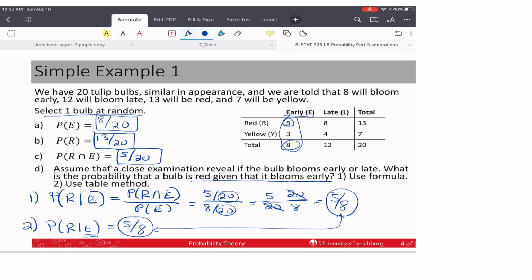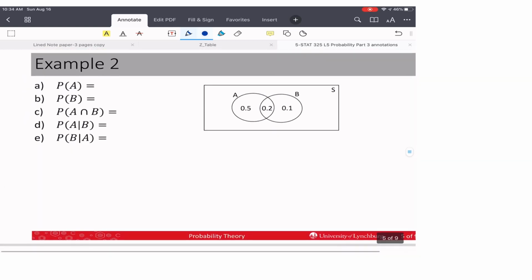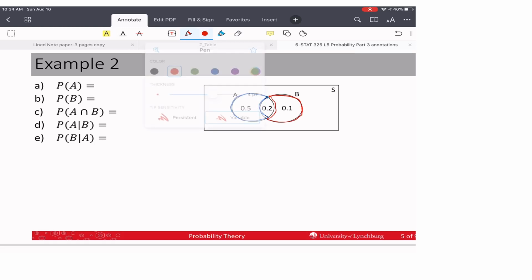So if you have a table, you can do this. If you don't have all the information, then you can't. So here's a case where you have to use the formula. So here I want to note that the 0.5 is only this portion, and the 0.1 is only this portion, and then the 0.2 is the portion in between. So if I ask for the probability of A, I have to add 0.5 plus 0.2 equals 0.7, and the probability of B is 0.2 plus 0.1 equals 0.3. The probability of A and B is simply given to us in this case.